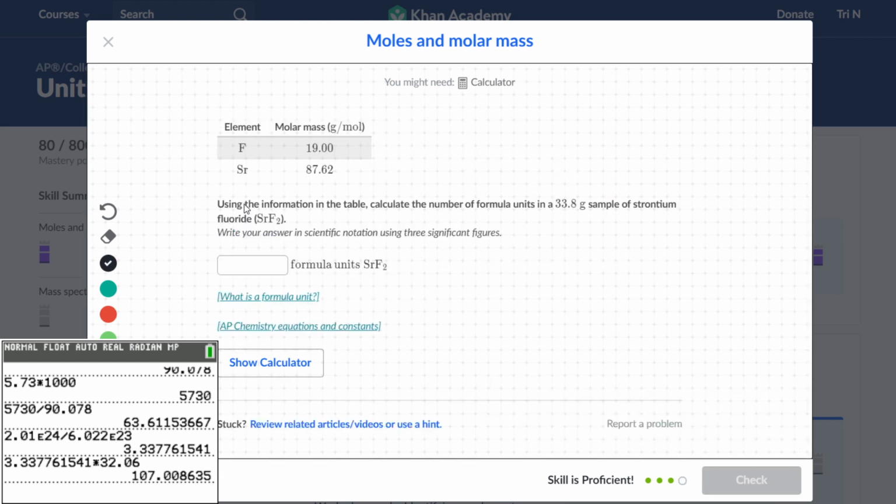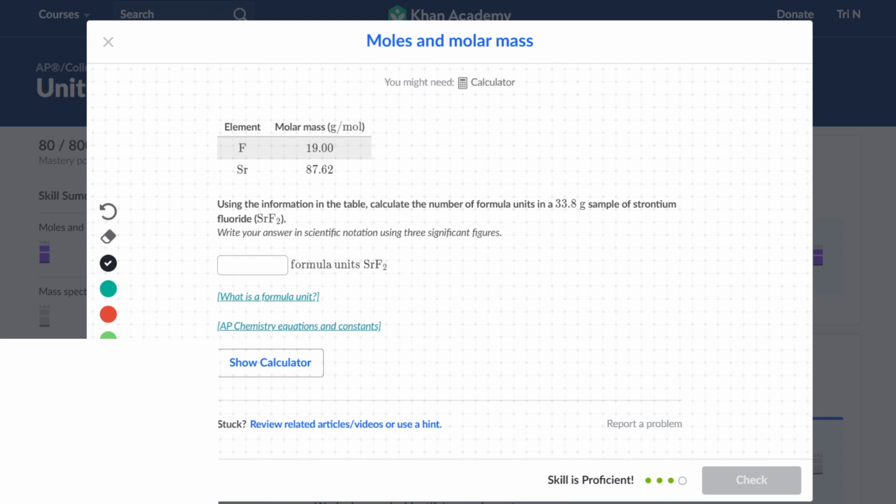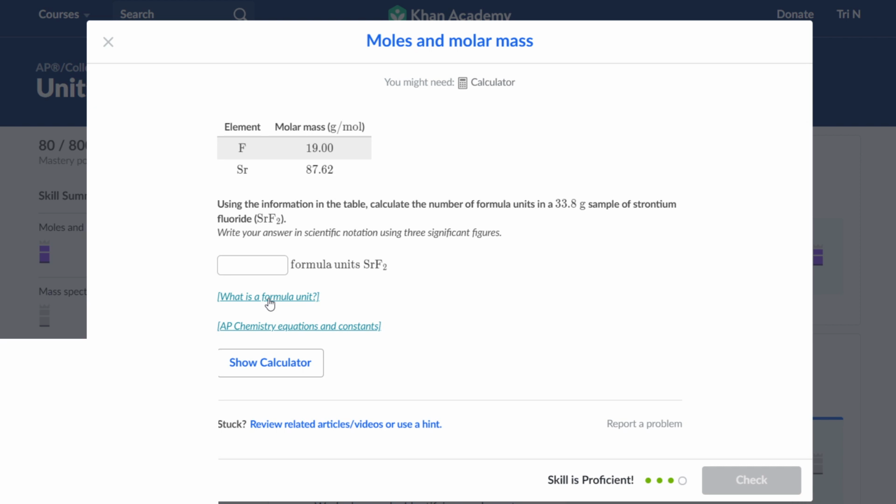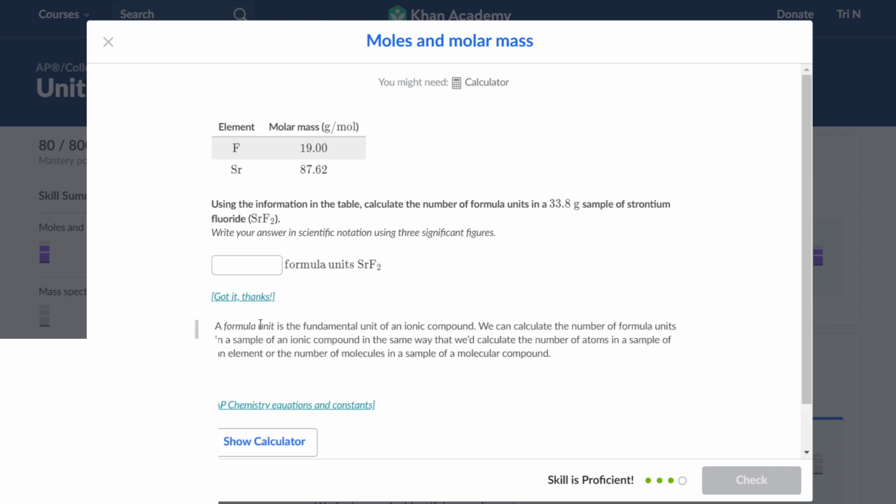Moles and molar mass. We have element F, which is fluorine, with a molar mass of 19 grams per mole, and strontium, which is Sr, with a molar mass of 87.62 grams per mole. One thing we want to find is the formula unit of it. If we don't know what a formula unit is, here is an explanation: a formula unit is the fundamental unit of an ionic compound.